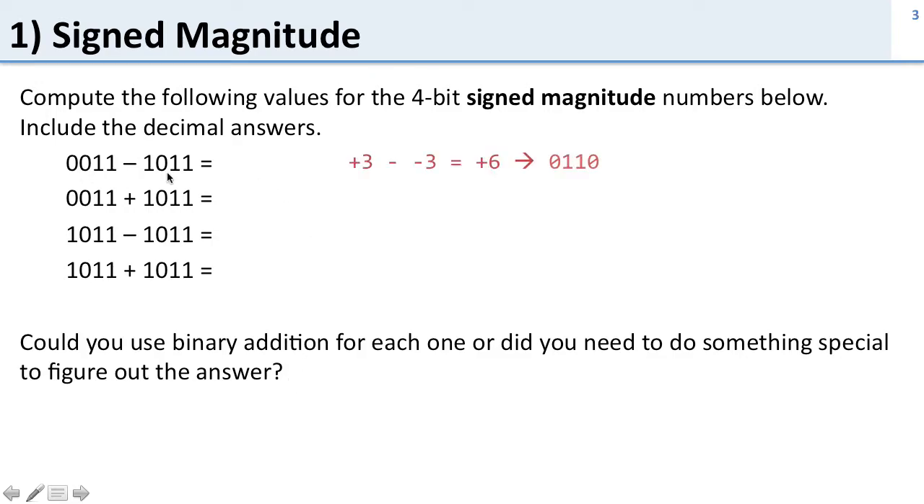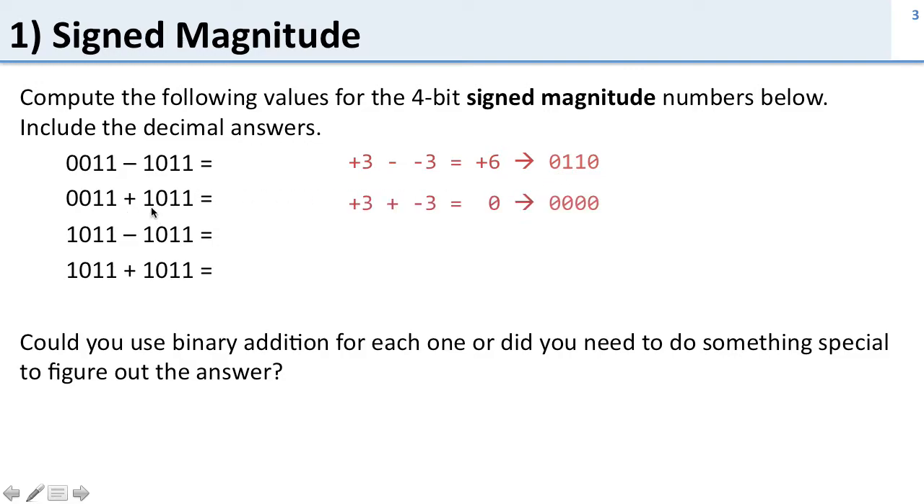So the first one we had plus 3 minus negative 3. Well, this is plus 3, it's 2 plus 1, and the sign bit is not set, so it's positive. And this is minus 3, it's again 2 plus 1, but the sign bit is set, so it's minus 3. So we have plus 3 minus negative 3, which is plus 6, and plus 6 is going to be 4 plus 2, not plus 1, and then the sign bit is not set because it's positive. And we can go through the rest of these.